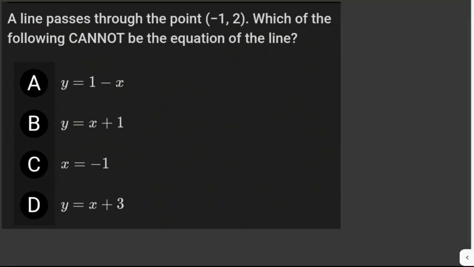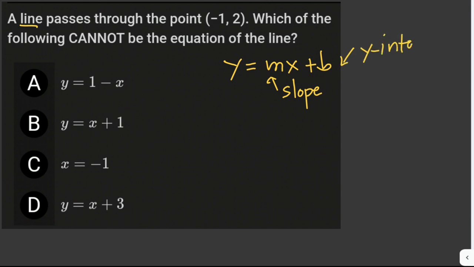A line passes through the point (-1, 2). Which of the following cannot be the equation of the line? It says here it is a line, so this one follows the slope-intercept form of a line, which is just y equals mx plus b. So it has a slope and a y-intercept.